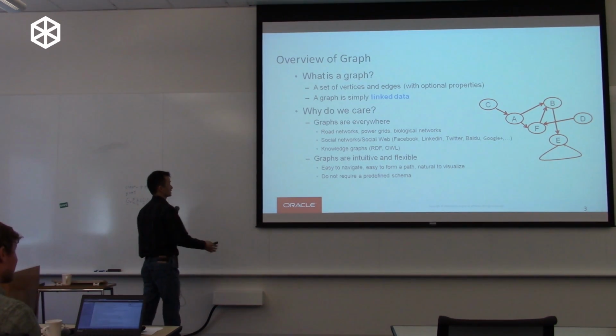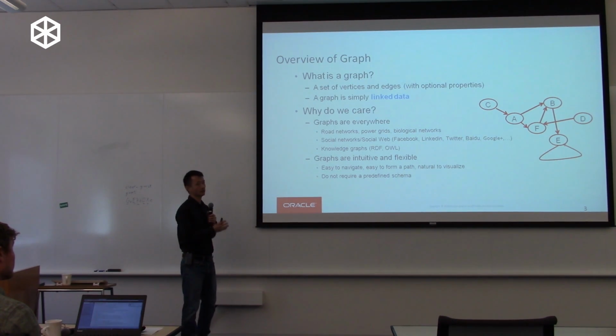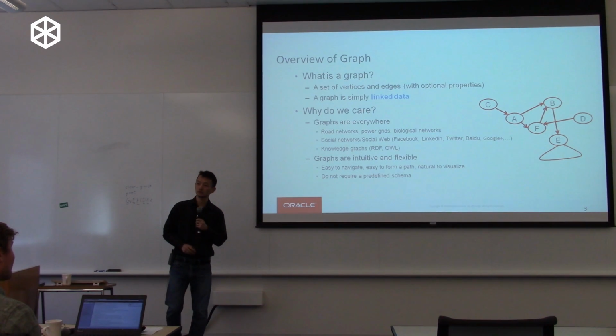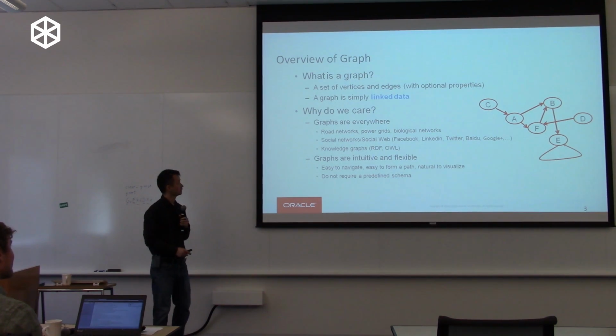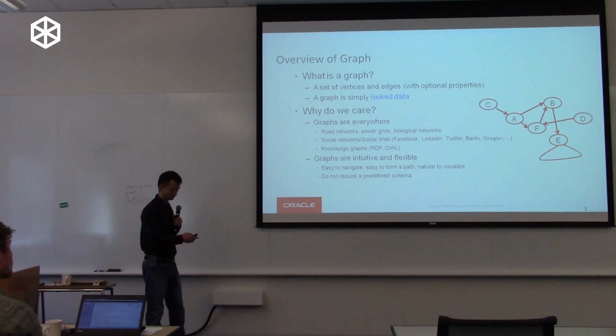Okay, so what is a graph? A graph is nothing more than linked data. This is the best definition I like to use when describing a graph: vertices representing entities, edges representing relationships and links.